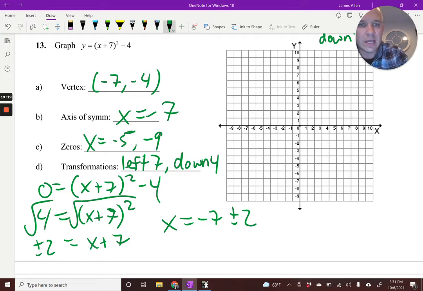Cool. Let's graph this thing. Negative 7, negative 4. Right here. There's my axis of symmetry, which we'll do with a dashed line. And then I've got zeros at negative 5 and negative 9. And then, let's see here. I could get one other point. If I plugged in negative 6 to this, I would get 1 squared minus 4 is negative 3, which is right here. And some of you may even recognize the pattern of up 1 over 1, up 3 over 1.